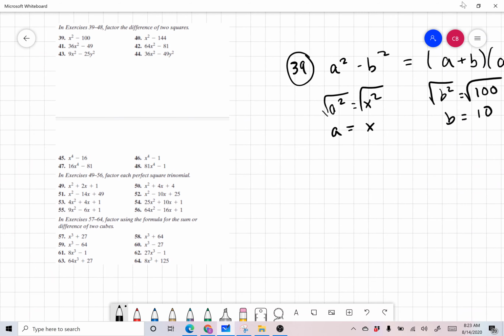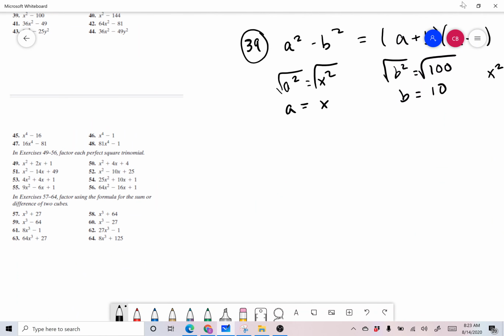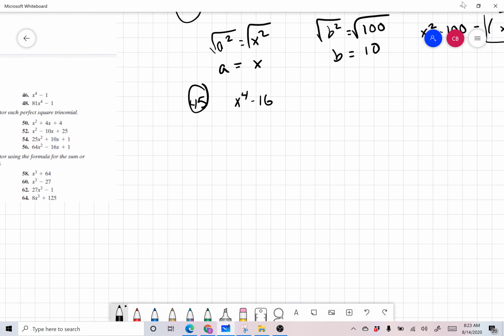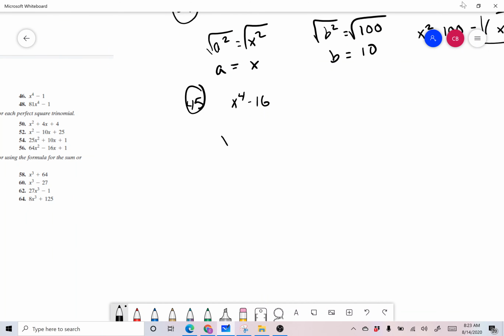Okay, we're going to do this again. I'm going to do a more challenging one this one time. I'm going to do 45. We have x to the fourth minus 16, and there's a specific reason I'm doing this. So let's do the same thing. We have x to the fourth is equal to a squared. So if we square root it, a is equal to the square root of x to the fourth, which is x to the fourth to the 1/2 power. That's what the square root is, the 1/2 power. So this is x squared. So a is equal to x squared.